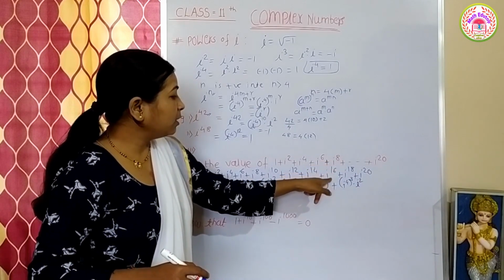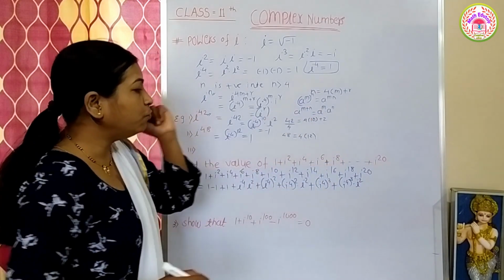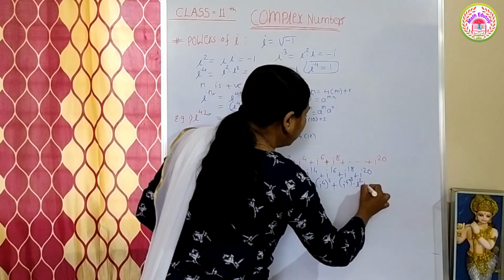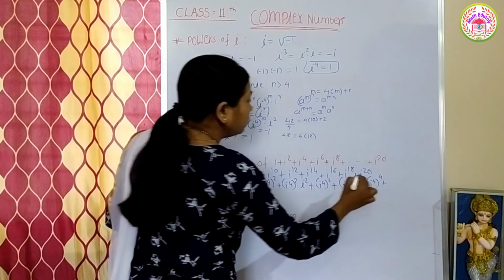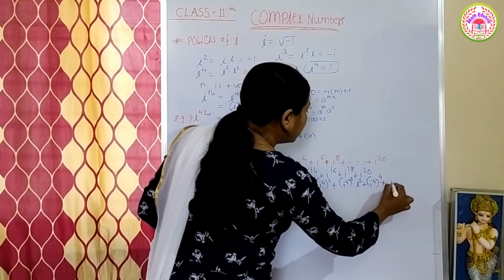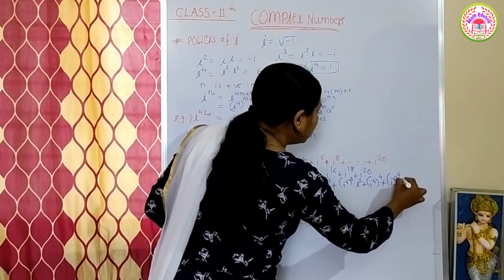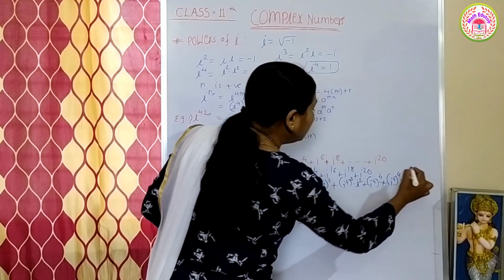Then this i raised to 16, that is i raised to 4 raised to 4 power, that is 16. Okay, then i raised to 18, here also the remainder is 2, that means i raised to 4 raised to 4 is 16, and the remainder is 2.